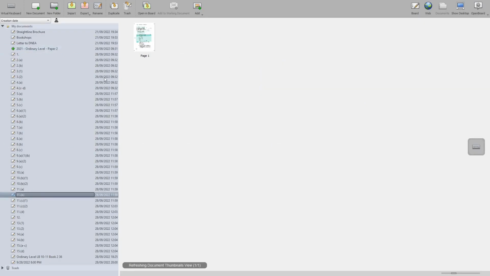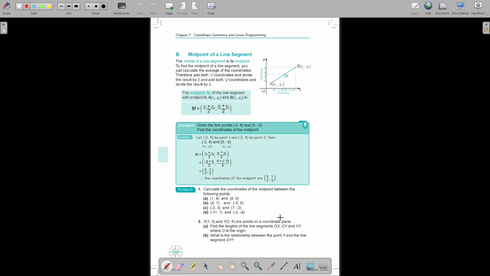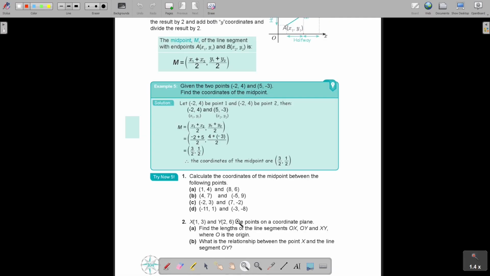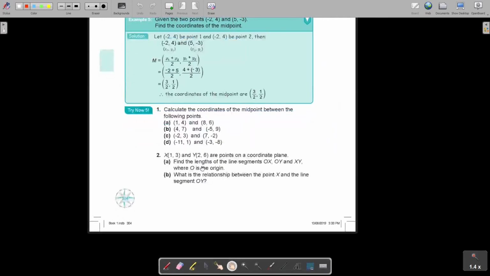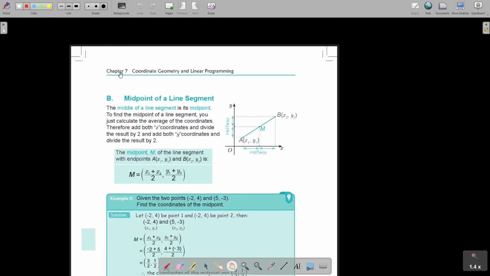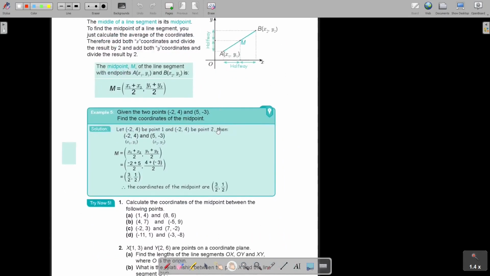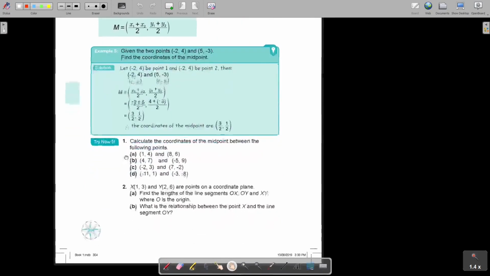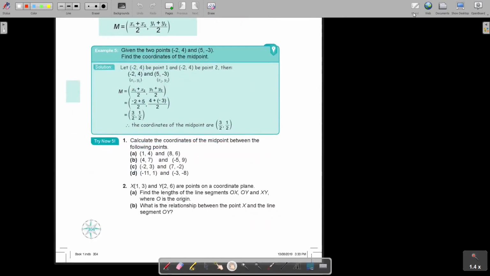Let's just see where we will find it in the textbook. That will be on page 304, book 1, part 1, chapter 7, coordinate geometry. Okay, there is the midpoint. That's very easy. You just add the x values and divide by 2. You add the y values and divide by 2. And that's that. It's exactly what I did. And then you get the coordinate point. Page 304 in the textbook.